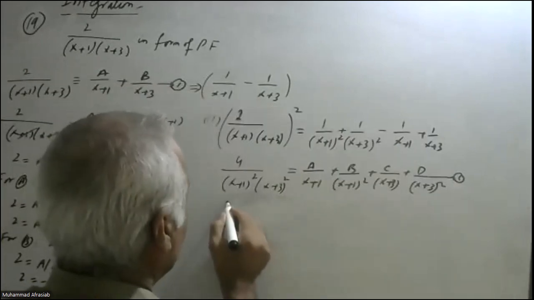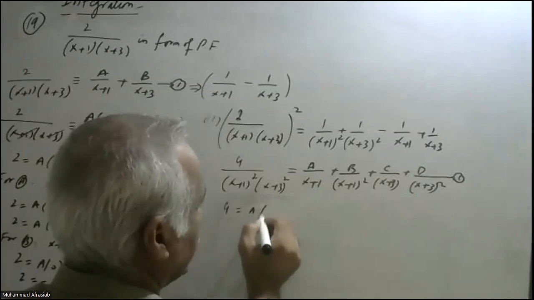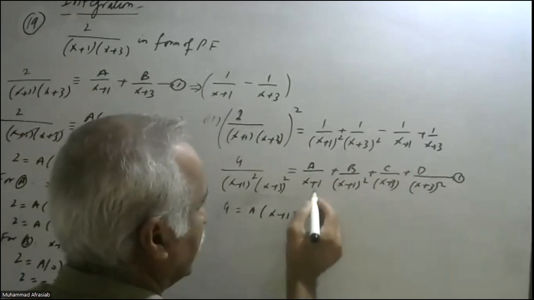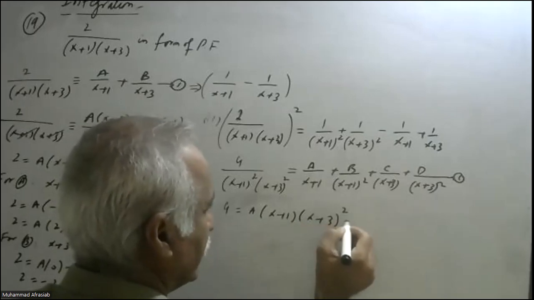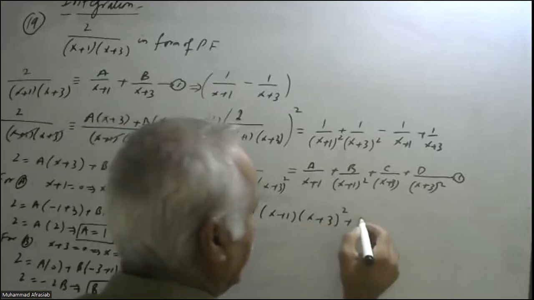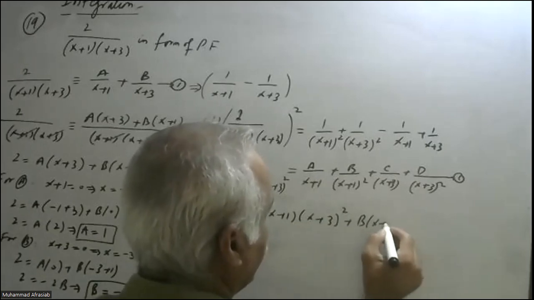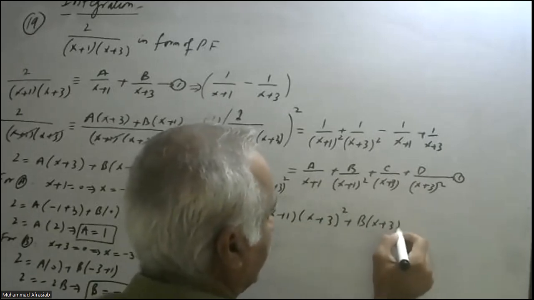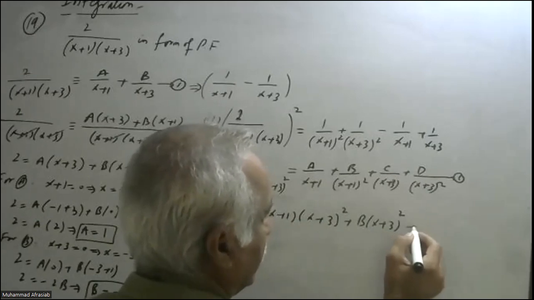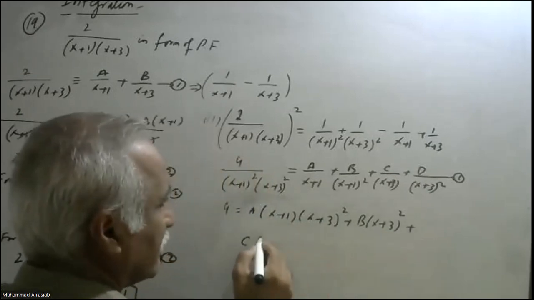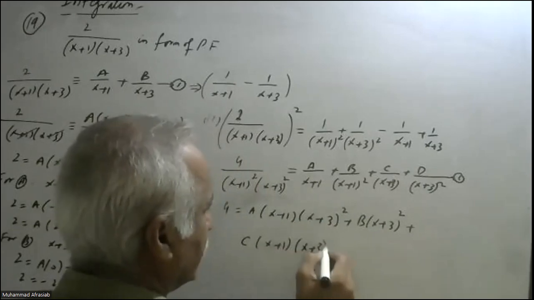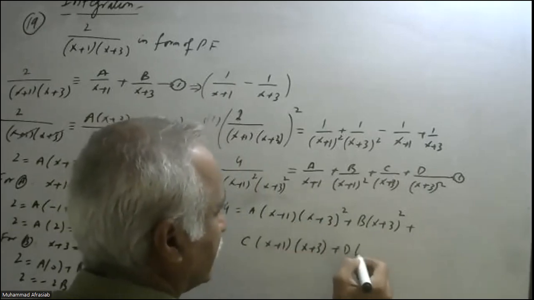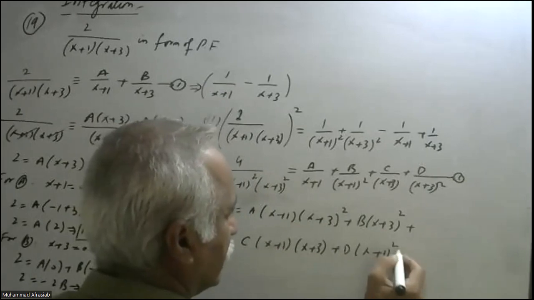4 is equal to a with (x plus 1) into (x plus 3) whole square, b with (x plus 3) whole square, c with (x plus 1) into (x plus 3), and d with (x plus 1) whole square.